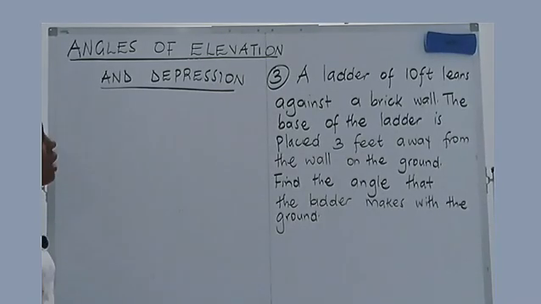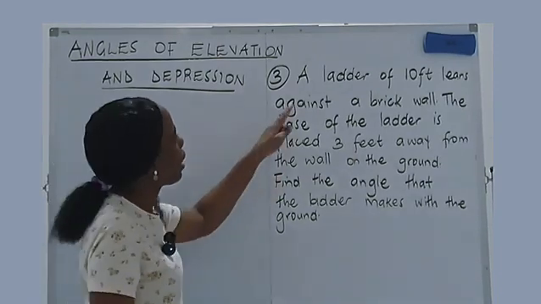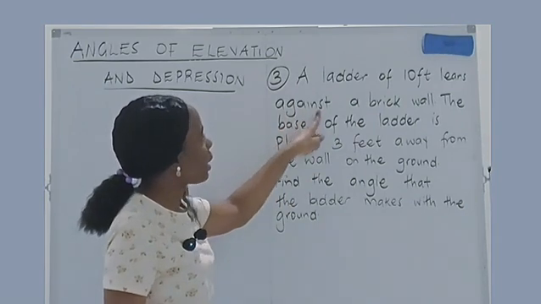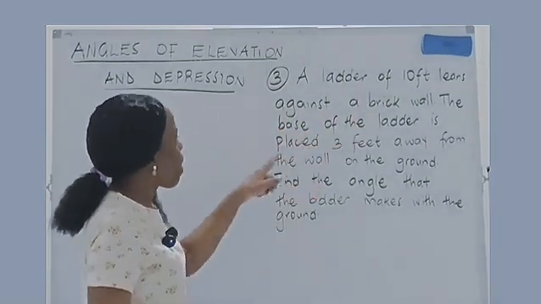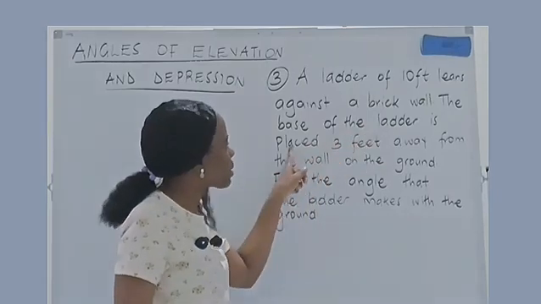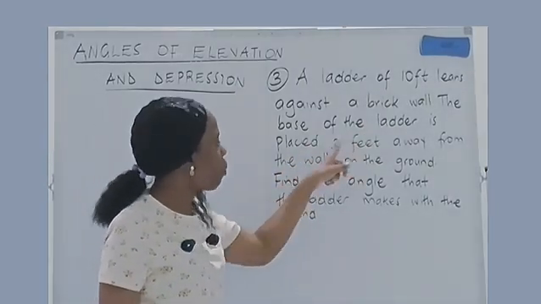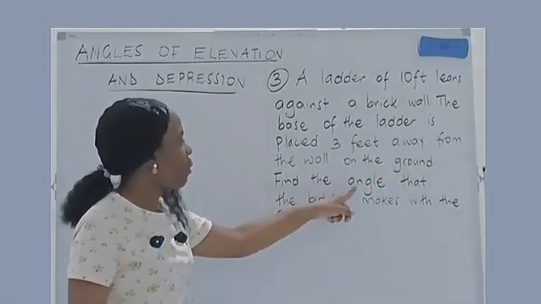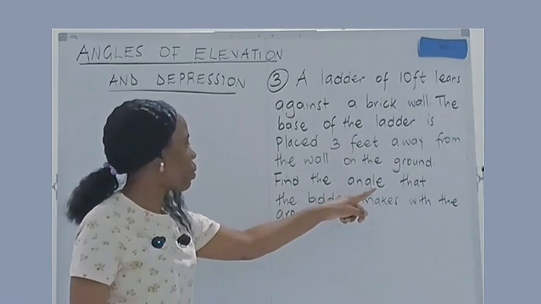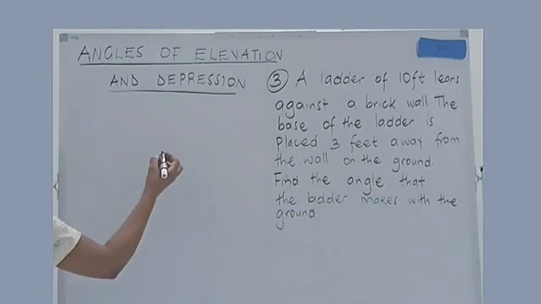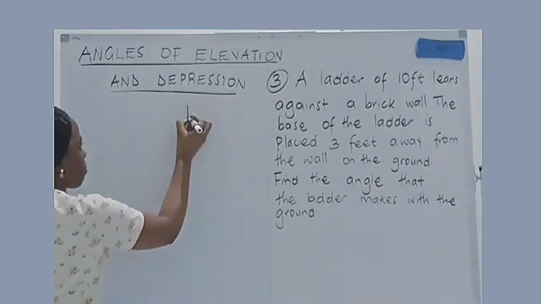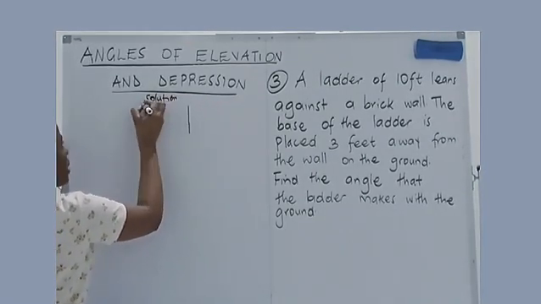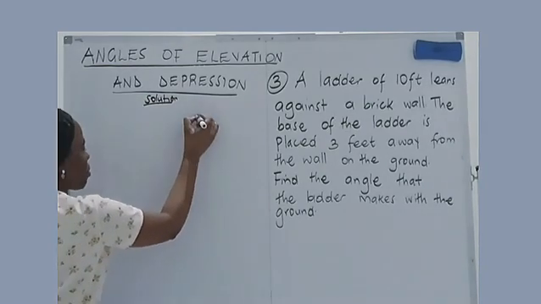Now we have the third scenario. They are saying that a ladder of 10 feet leans against a brick wall. The base of the ladder is placed 3 feet away from the wall on the ground. Find the angle that the ladder makes with the ground. Now I have my brick wall here. This is our solution. We need to first interpret, then find what is required.